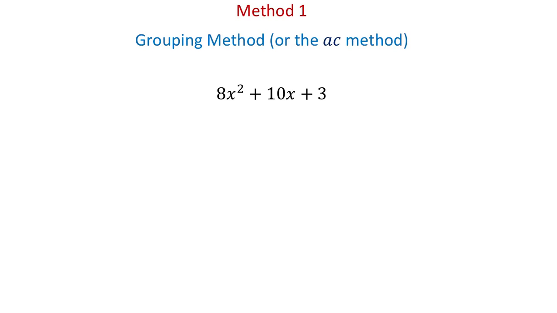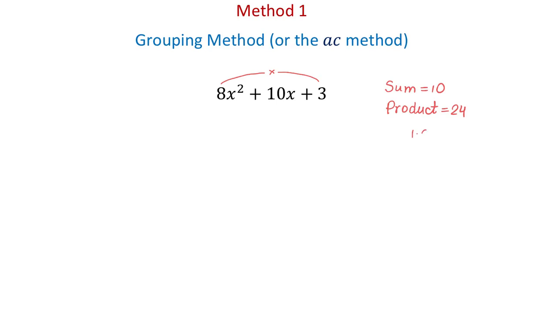With this method, we will look for two numbers whose sum is 10, and 10 comes from the middle term, and the product is 24. And 24 comes by multiplying the first number 8 by the last number 3. 8 times 3 is 24. So the question is, what two numbers, when we add them, we will get 10, but when we multiply them, we get 24.